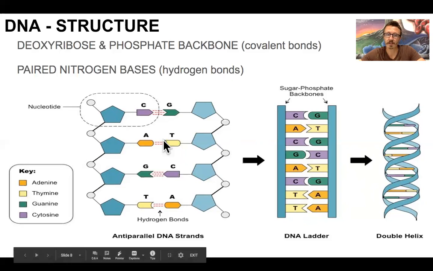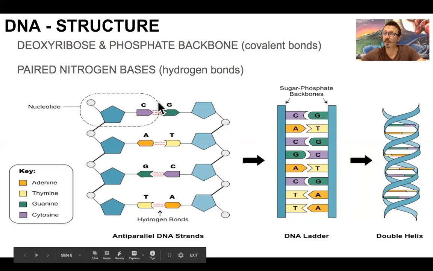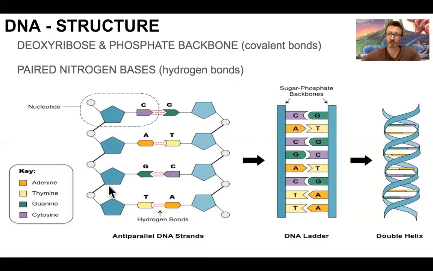And remember, from the very, very beginning, hydrogen bonds are not very strong bonds. And so the weak nature of these bonds becomes very important when we talk about DNA replication. Whereas the sugar phosphate backbone, the backbone of our molecule, is held together by stronger covalent bonds. And that's a good thing because you don't want the backbone of your molecule falling apart.